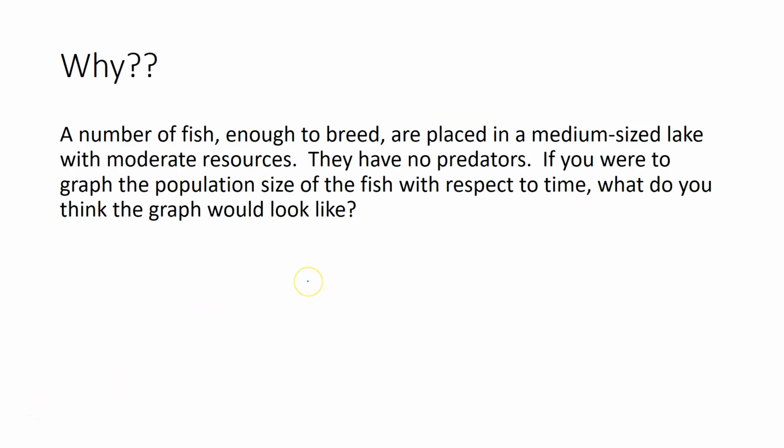You've probably seen this graph before, but I just want to talk through it and see if we can figure it out. A number of fish, enough to breed, are placed in a medium-sized lake with moderate resources. Here's our lake, and here are our fish. Yay, they're so happy. They have no predators. That's important. If there are predators, things get confusing.